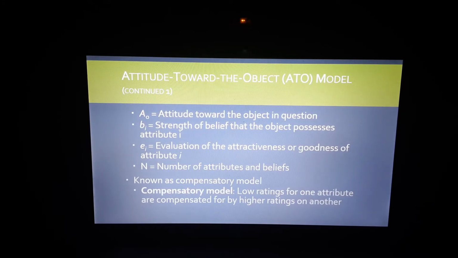Here we go. Attitude towards the object: the strength of the belief, the evaluation, and the number of attributes and beliefs. What's important to know is the compensatory model, where low ratings for one attribute are compensated by higher ratings for another. So if the price is too high but the quality is good, you might change your mind about that. It might influence it, or the amount of need you have for it, or somehow you can rationalize it.